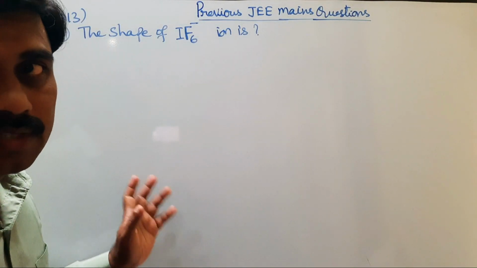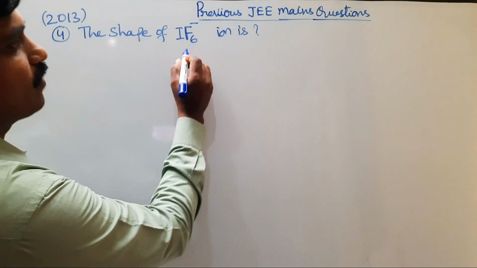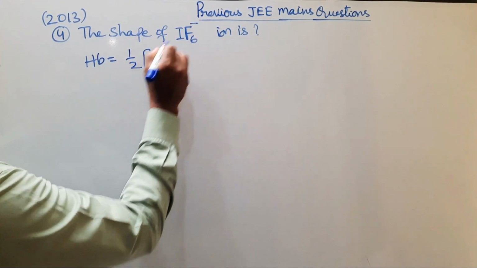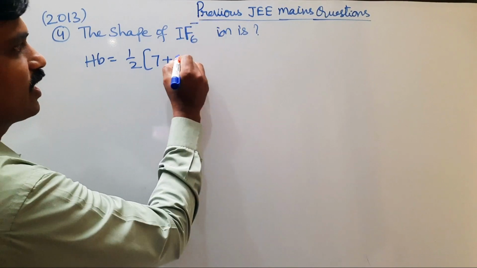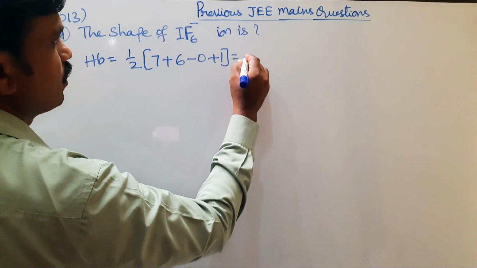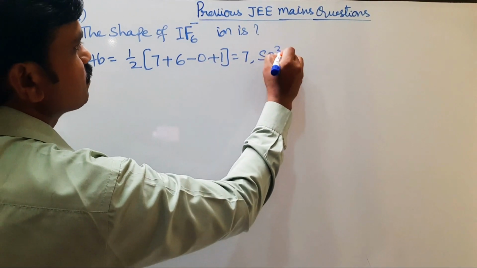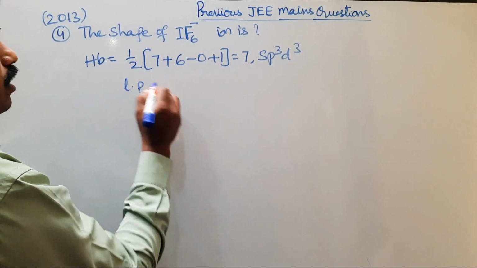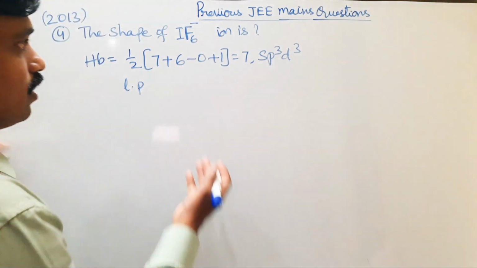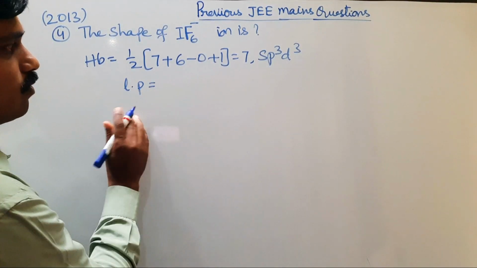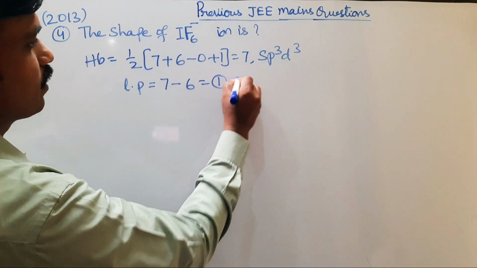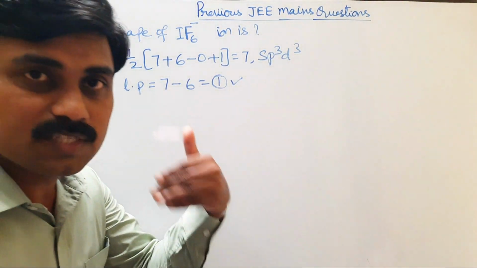Look at the next question. It is a 2013 online exam JEE Mains question. The shape of IF6 minus ion is, look at the hybridization of iodine: half into central atom iodine valence shell electrons 7 plus surrounding monovalent atoms 6 minus 0 plus 1. It is equal to 7. It undergoes sp3d3 hybridization. Now if all 7 pairs are bond pairs, then the shape of the molecule is pentagonal bipyramidal. Lone pair is equal to 7 minus surrounding atoms with iodine 6. So it has 1 lone pair. Out of 7 pairs, 1 pair is a lone pair and the remaining 6 pairs are bond pairs.